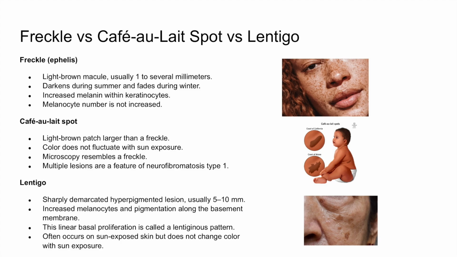A high-yield NF1 criterion is 6 or more café au lait macules larger than 5 millimeters before puberty or 15 millimeters after puberty. A lentigo is a sharply defined hyperpigmented lesion with actual increase in melanocytes arranged along the basement membrane, producing the lentiginous growth pattern.